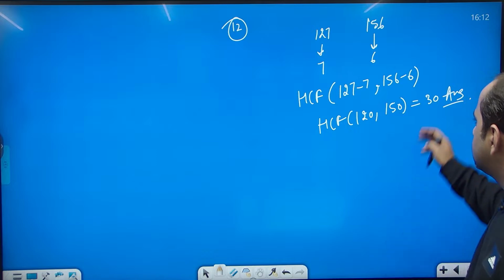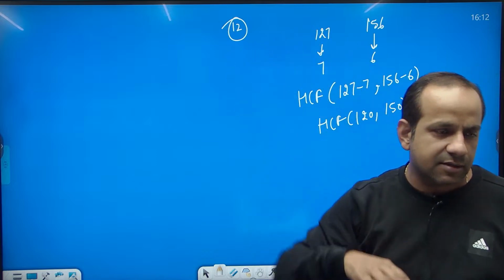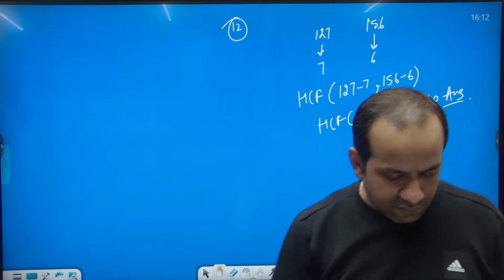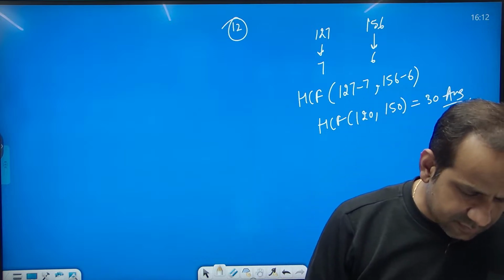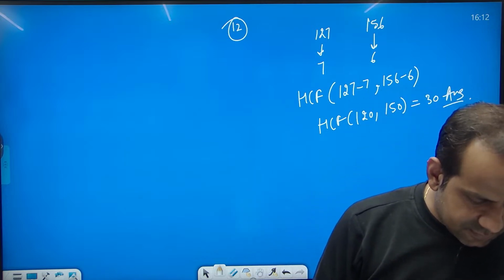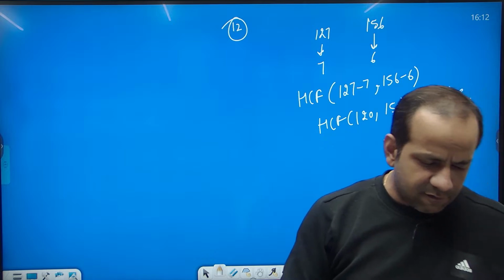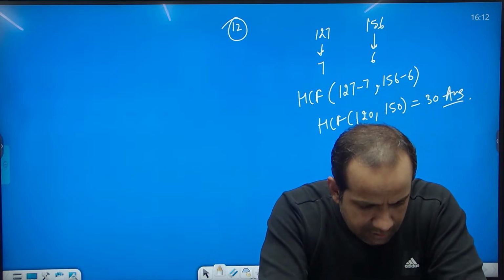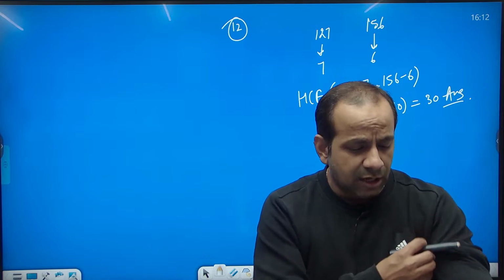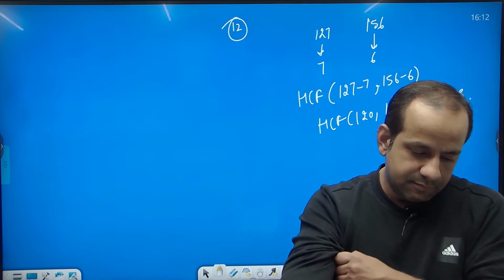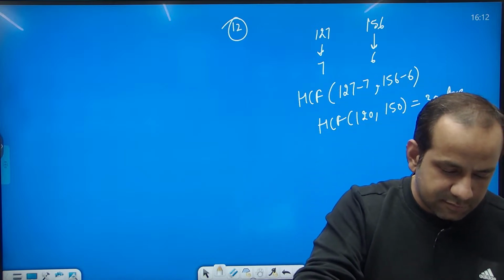अब आप चेक कर सकते हो, क्या 30 127 को डिवाइड करके 7 रिमाइंडर दे रहा है और 156 से 6. एनी डाउट इन दिस? What should be your answer for question number 5? HCF of two numbers equals their LCM. They must be equal. Okay.